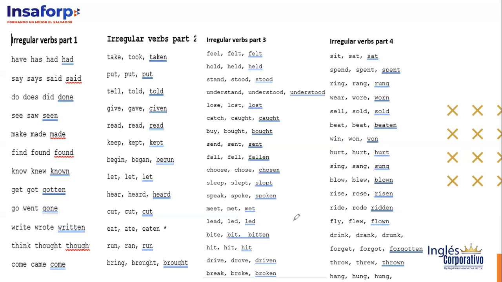Leticia, drink, drank, drunk. Marcos, forget, forgot, forgotten. Tiffany, throw, threw, thrown.